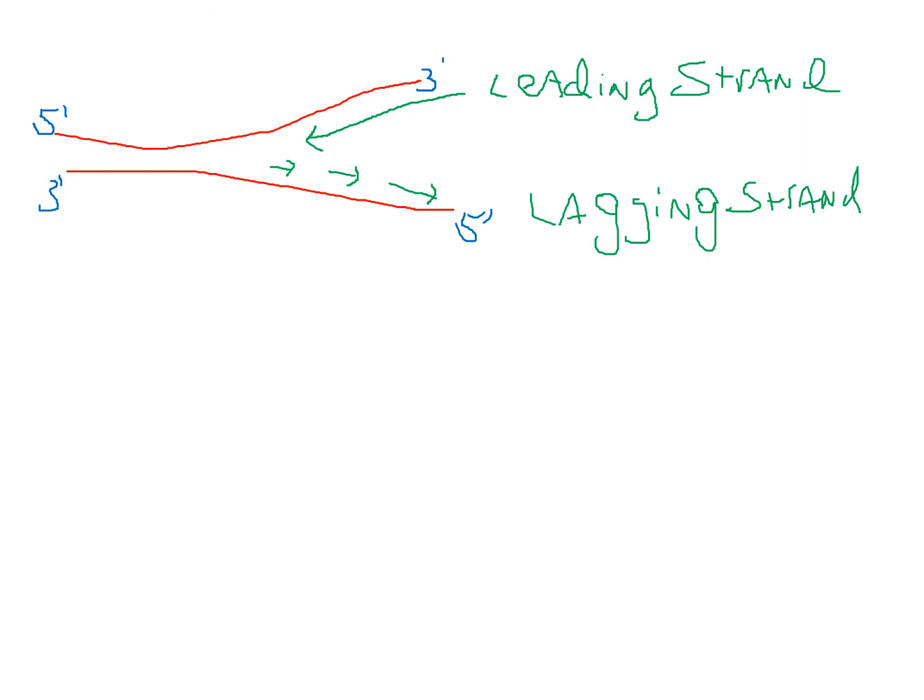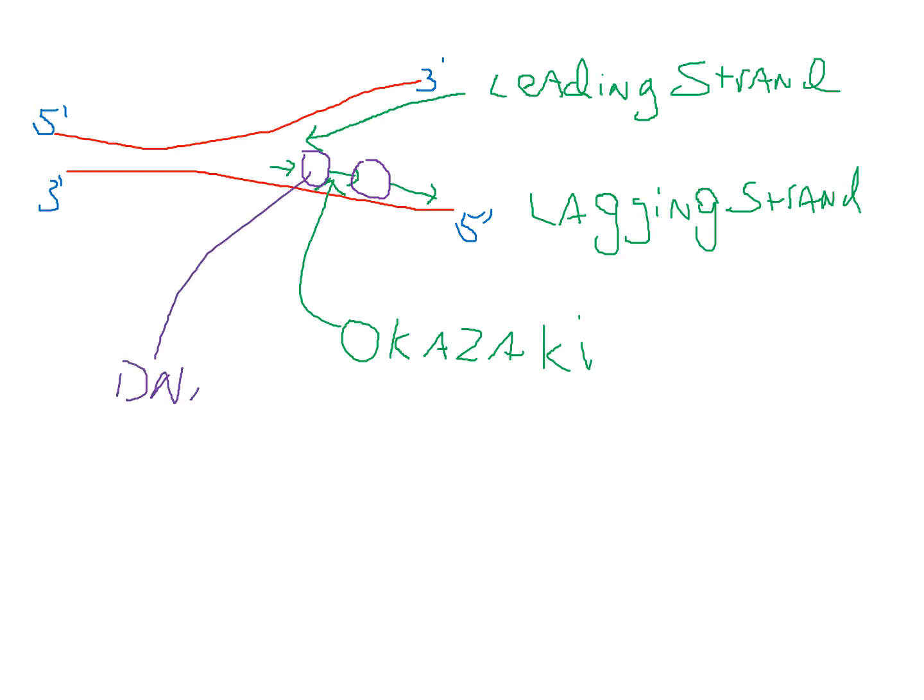Okay, so that's the important thing. For the test, you want to know that the leading strand is made continuously. The lagging strand has to be made in these little sections. And each of these pieces is called an Okazaki fragment. And the Okazaki fragments will then be bound together later with a DNA ligase.